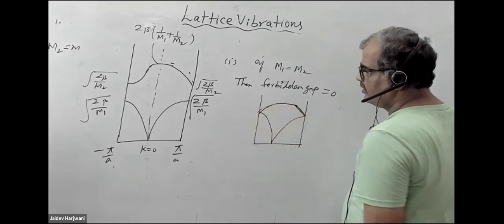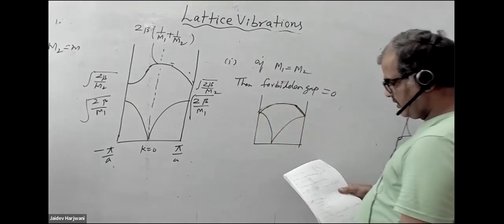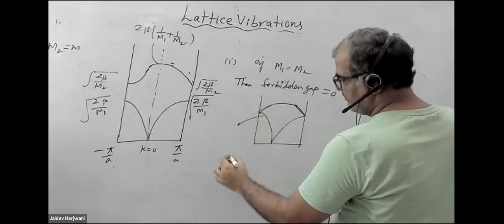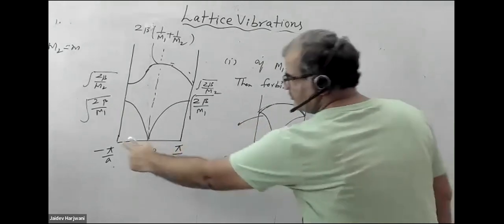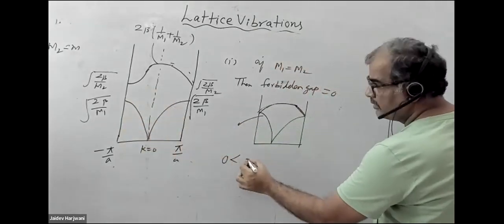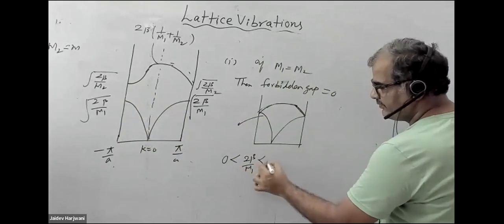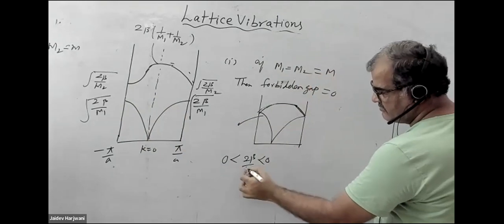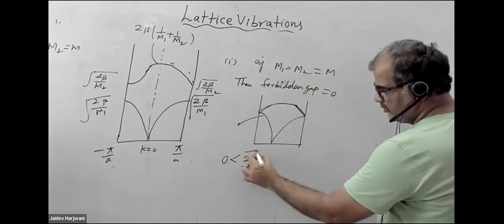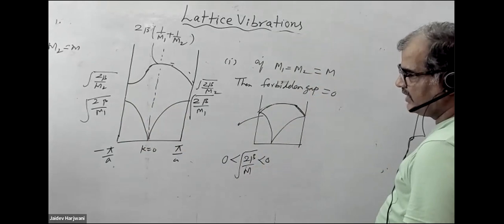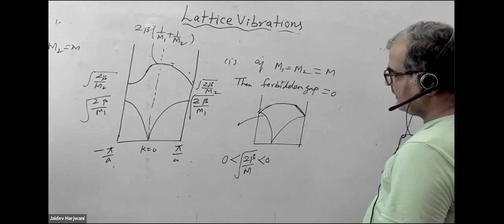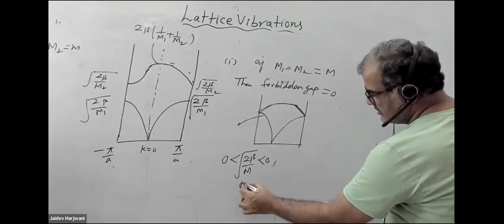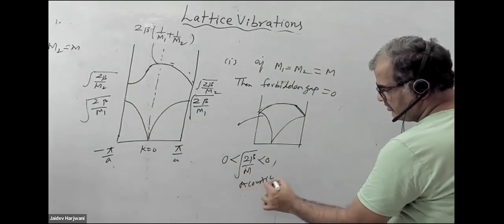So now your frequency range will be what? Now you have the acoustic frequency range. That will be from 0 to 2 beta upon m1, and the mass is the same, so your range will be under root 2 beta upon m. Omega square is equal to 2 beta by m. So the acoustic frequency range will be this one.